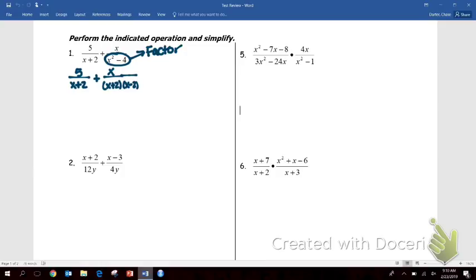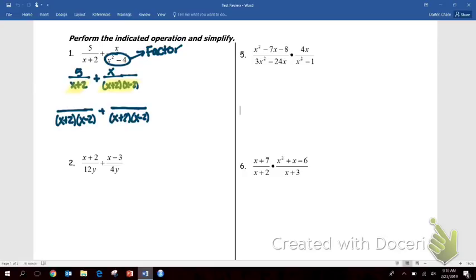Now remember, I said when we add and subtract, we need a common denominator. The first fraction has x plus 2. The second fraction has x plus 2, x minus 2. The common denominator means both denominators have to have exactly the same thing. Exactly the same. My common denominator here is x plus 2 and x minus 2. So both fractions need to have both factors.